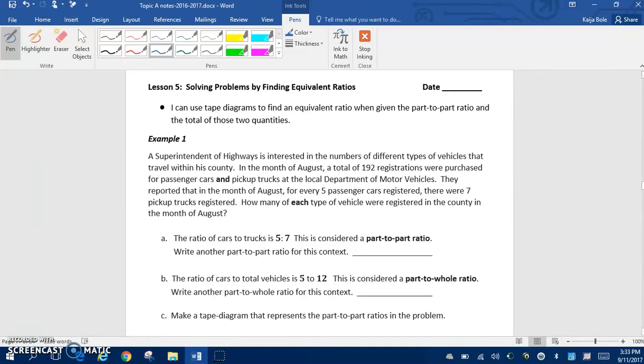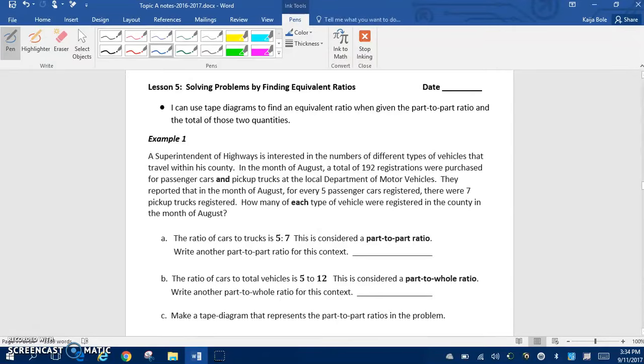Alright, so here we are on Lesson 5, Day 1 of Solving Problems by Finding Equivalent Ratios. You should be on page 11 in your yellow notes packet. Again, we're using tape diagrams to find equivalent ratios when given part-to-part ratios and the total of those two quantities. So we're going to start with example 1 here.